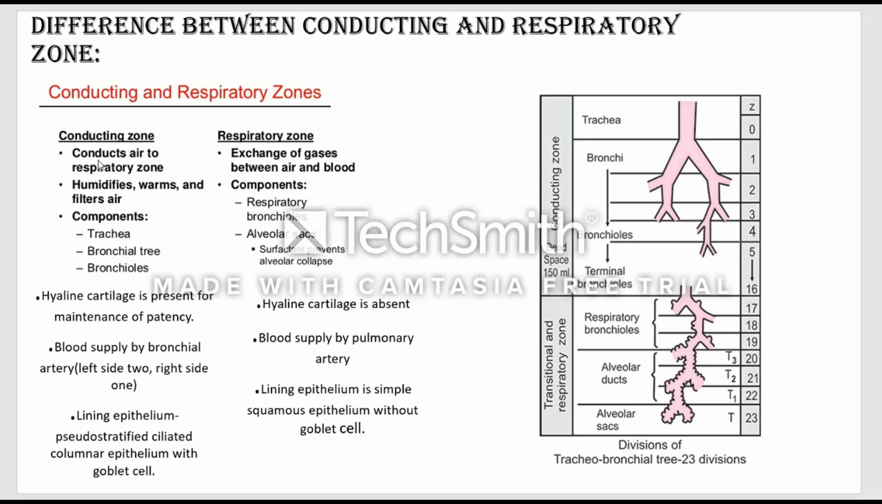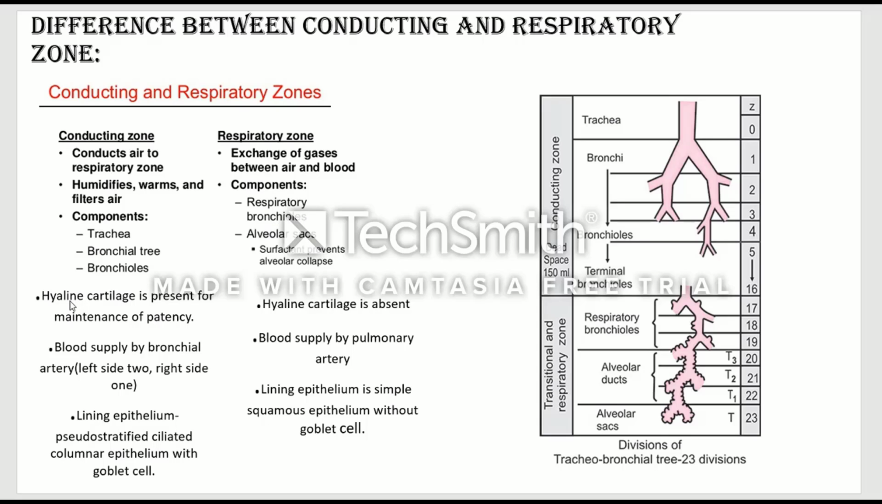Conducting zone ক্ষেত্রে আমরা বলতে পারি it conducts air to the respiratory zone, and respiratory zone ক্ষেত্রে exchange of gases between the air and blood. এবং conducting zone component হচ্ছে trachea, bronchial tree, bronchioles, and respiratory zone component বলতে গেলে আমরা বলতে পারি respiratory bronchioles and alveolar sac.